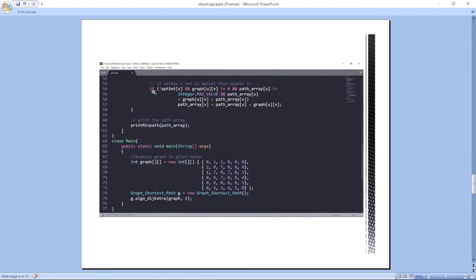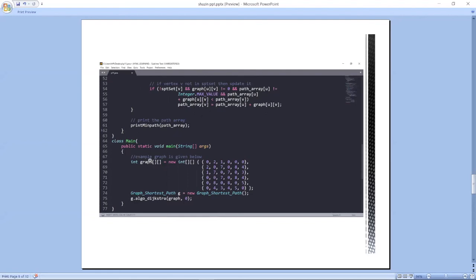So we are doing an iteration. If the vertex is not in the shortest path set, and graph is not equal to 0, and path array is not equal to Integer.MAX_VALUE, which means that it is not equal to infinity, and path array of u plus graph is less than path array, then path array will be path array of u plus graph. Then we print the path array.